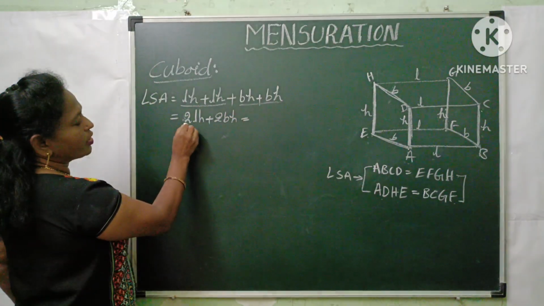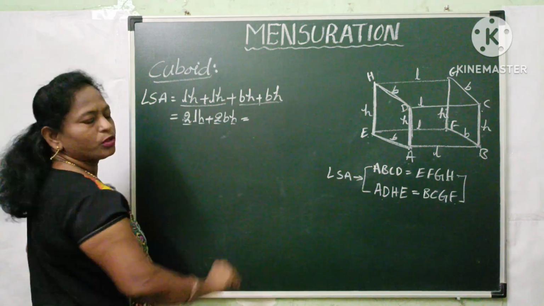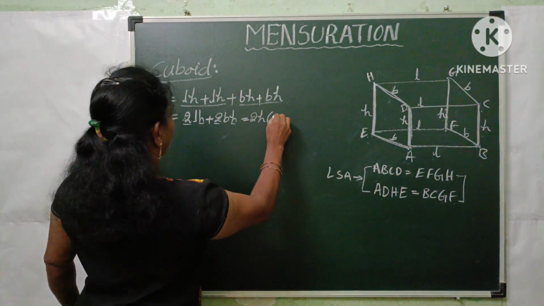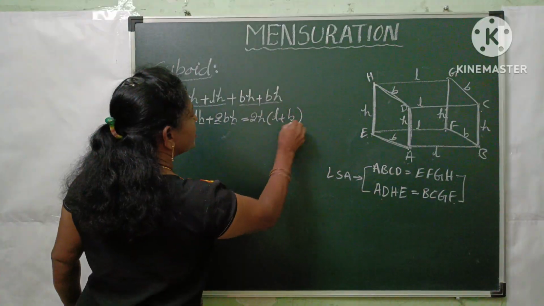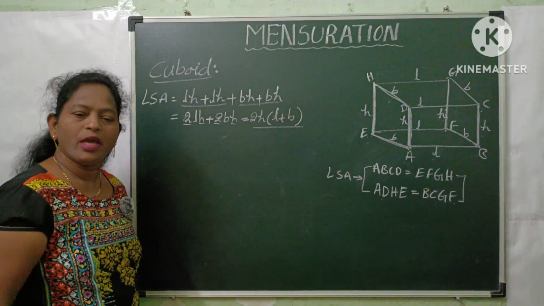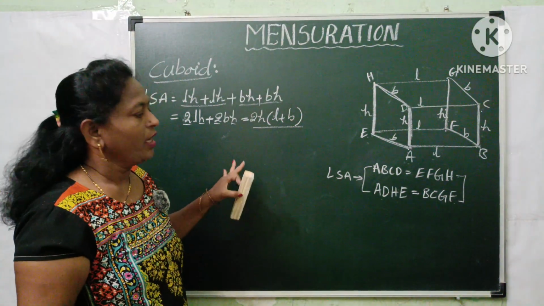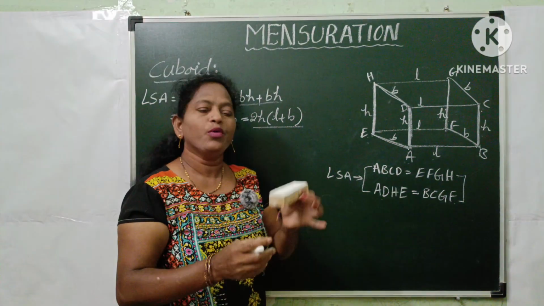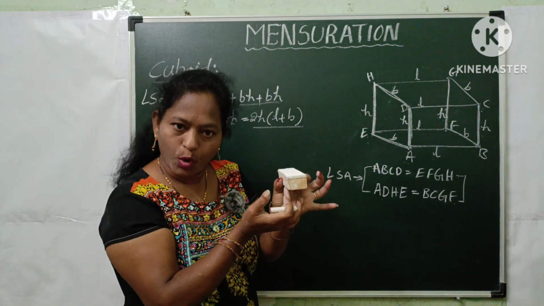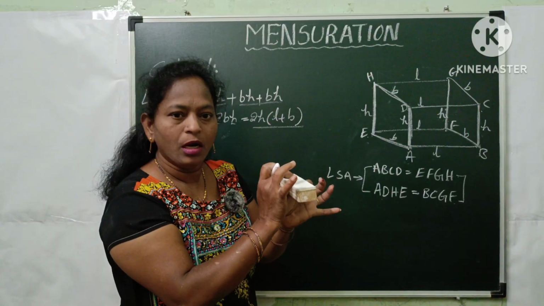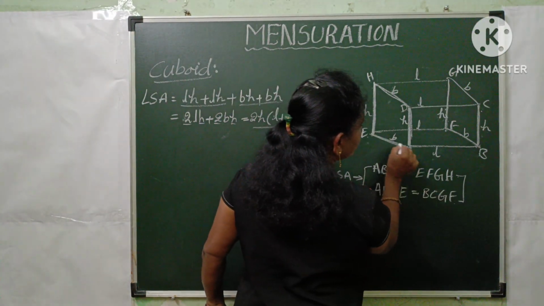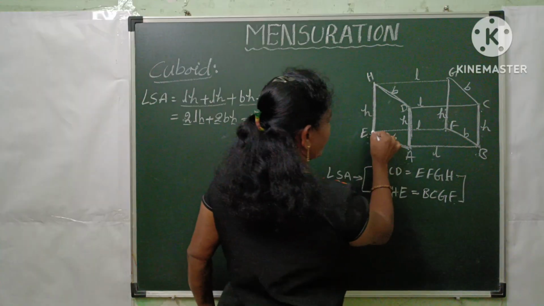And we take 2H as common in both terms: 2H times (L plus B). This is the lateral surface area of the cuboid. Okay. Next, total surface area. For the total surface area, we have to add top and bottom. See, what are the tops here? This is ABFE.